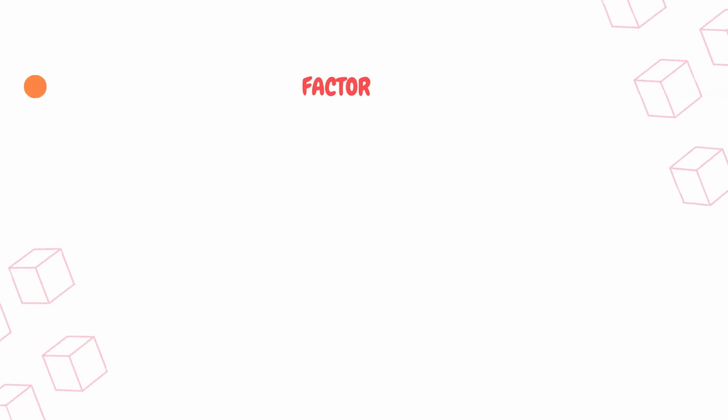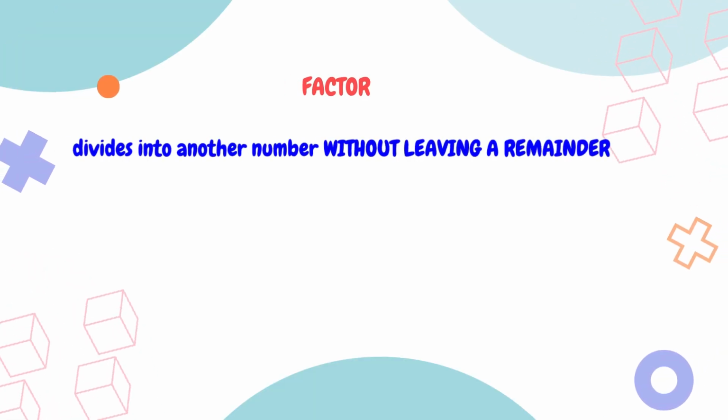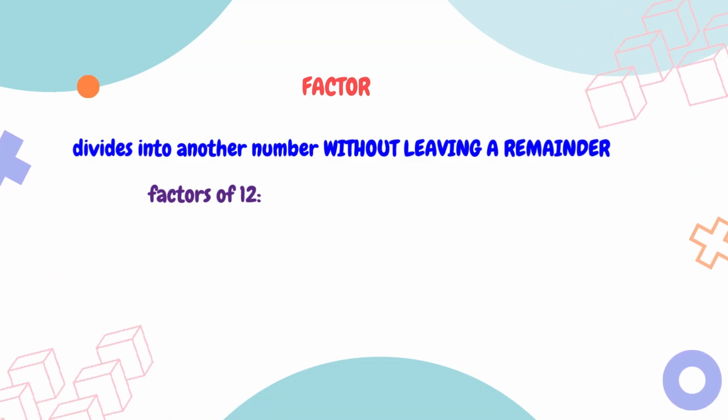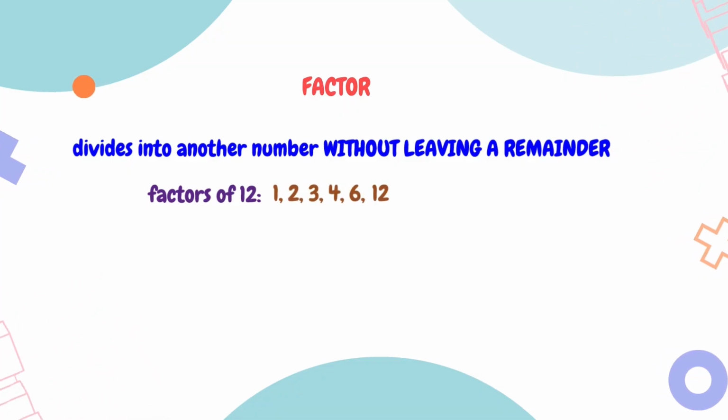A factor is a number that divides into another number without leaving a remainder. For example, the factors of 12 are 1, 2, 3, 4, 6, and 12 itself. All these numbers can be divided into 12 without leaving a remainder.